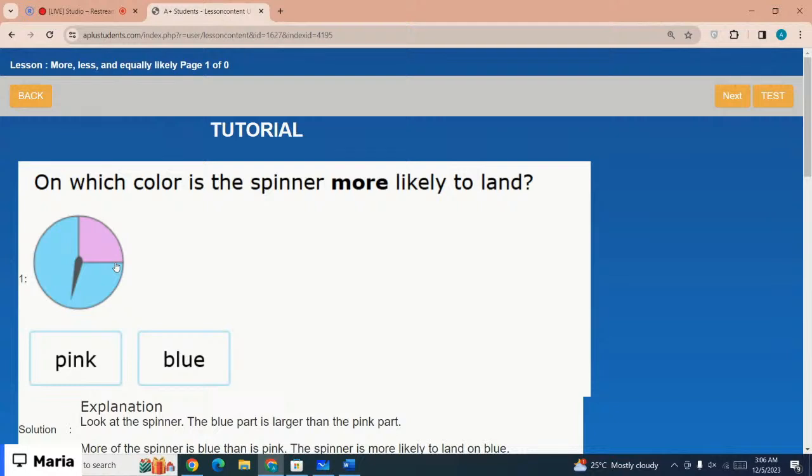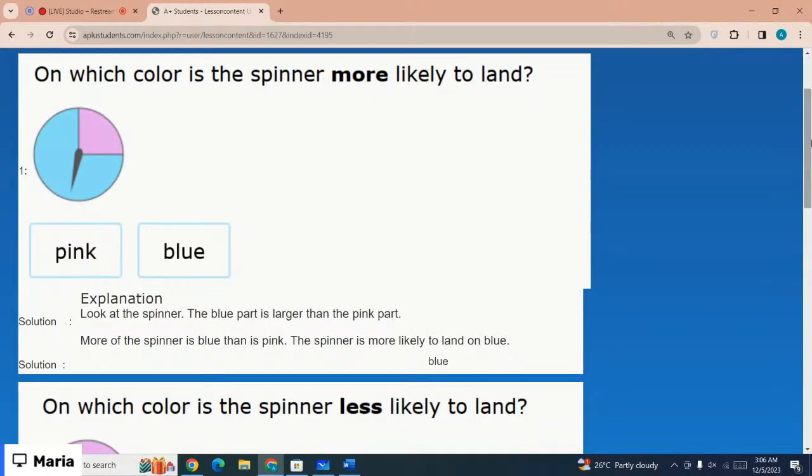So basically, what is more, less, and equally likely? First, you need to understand the concept of these words. Let's start with this example. I will explain these words from this example. The example is, on which color is the spinner more likely to land? You're given a spinner. The spinner has two colors, blue and pink. You need to see on which one the spinner is more likely to land. Just look at the spinner carefully. The spinner has more portion blue than pink.